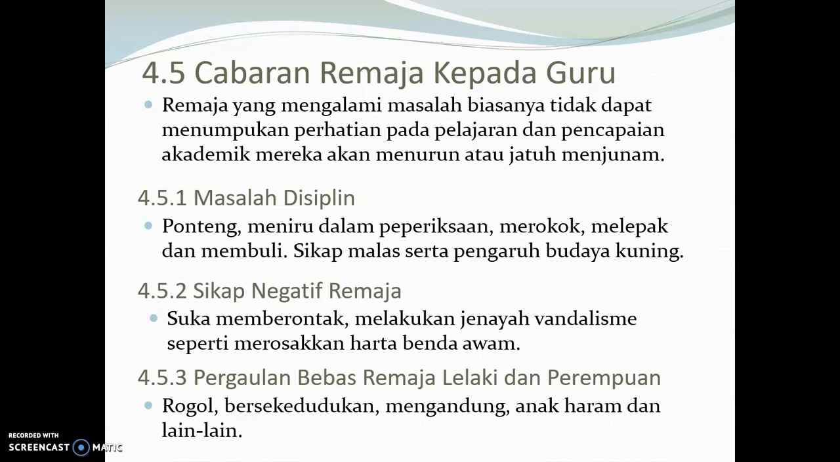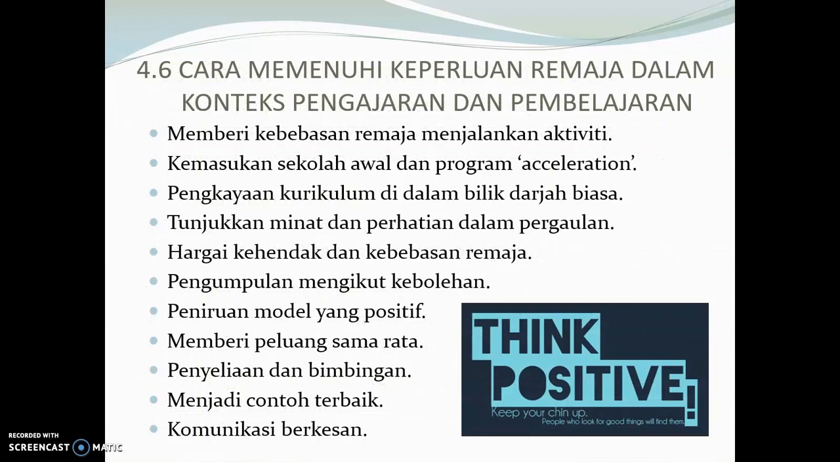So akan berlakunya pelbagai jenayah basically, which if you don't know how to control it, then it will end up akan menjadi satu masalah di mana dalam kalangan remaja bermasalah, jika tidak dikawal ataupun tidak diperketatkan pergaulan sosialnya, it comes up to rogol, bersekedudukan, mengandung anak haram dan lain-lain actually. And also cara memenuhi keperluan remaja dalam konteks pengajaran dan pembelajaran. Basically, this is how to fulfill the teenagers' needs in the context of teaching and learning. That's the most important part.